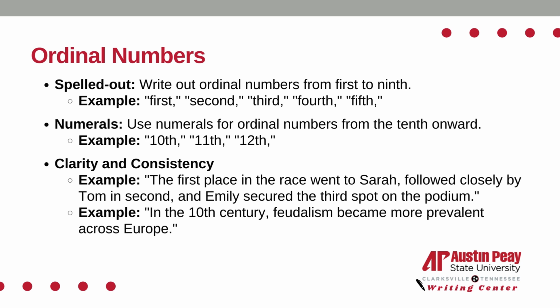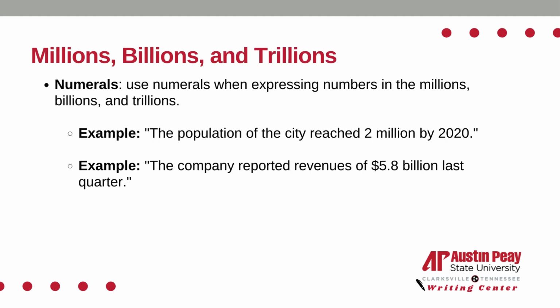Write out ordinal numbers from 1st to the 9th, 1st, 2nd, 3rd, and use numerals for numbers from the 10th onward, for example, 10th, 11th, and 12th. This ensures clarity and consistency in your writing. For example, the first place in the race went to Sarah, followed closely by Tom in second, and Emily secured the third spot on the podium.